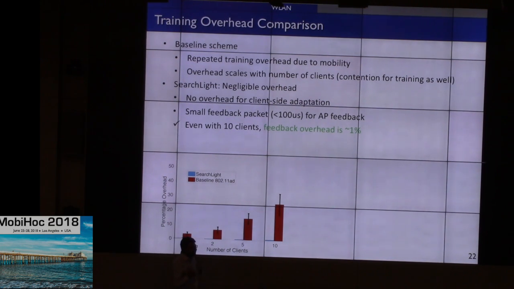First of all, we see that for the baseline scheme, even with a single client, the baseline scheme is spending almost 3 to 5% of the total network time in training for the link due to the repeated mobility-based retraining. Whereas in the case of SearchLight, we do the training only once and then we adapt the beams based on the visible light measurements. So the SearchLight overhead is negligible even with 10 clients because of the shorter duration of the feedback packets.